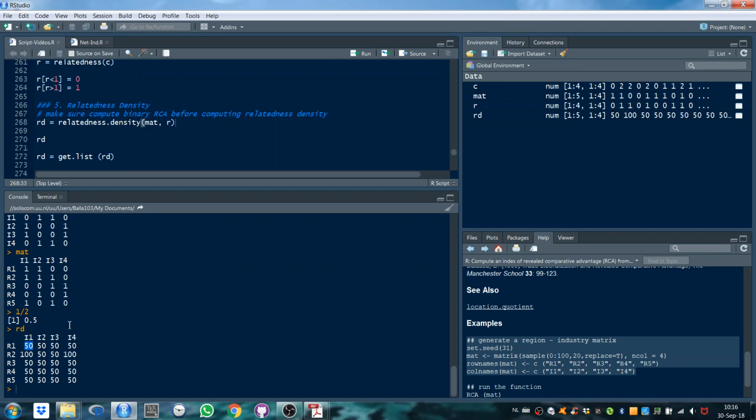Now I invite you to play with these metrics, also use other types of data sets, and make sure that you understand why you get the numbers you get here.